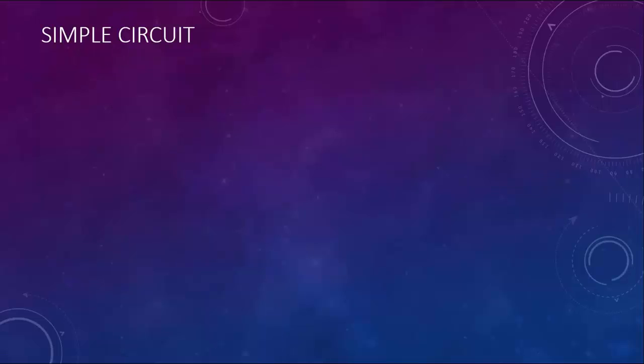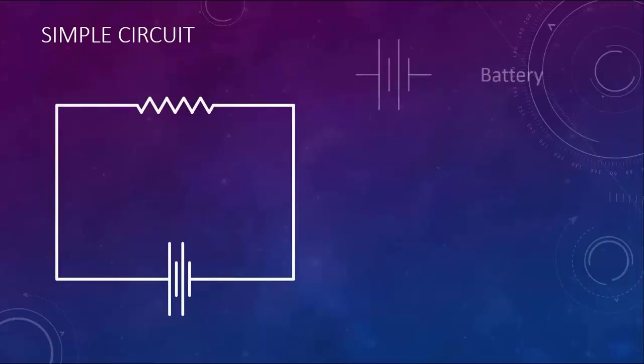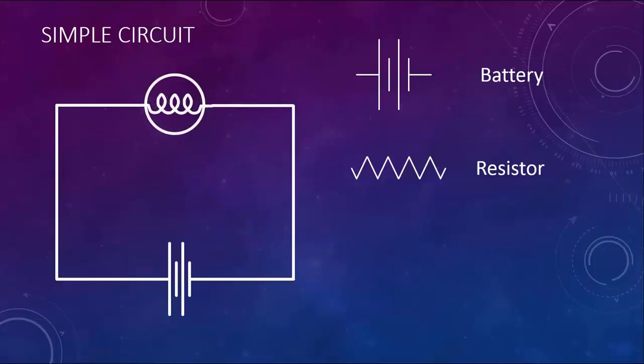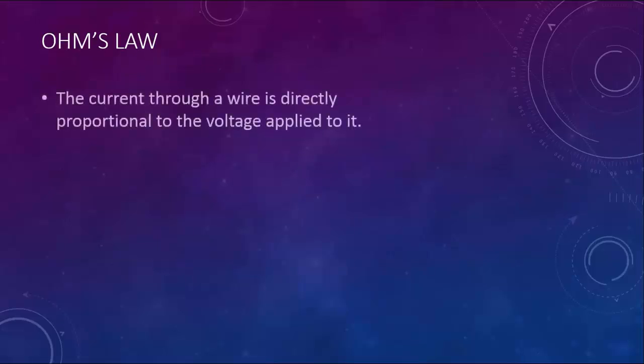Let's take a look at a very simple circuit. Here we have a battery connected to a resistor with a few wires. A resistor is a very common electrical component that is used to regulate the amount of current in a circuit. All it does is take electrical energy and convert it into heat. Instead of a resistor, we can have a light bulb in the circuit. This brings us to Ohm's law.